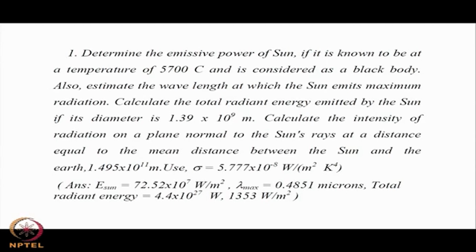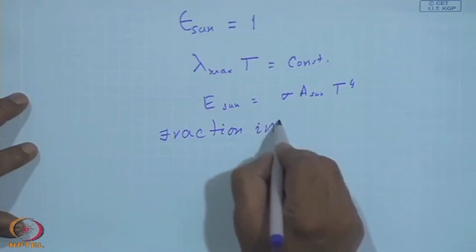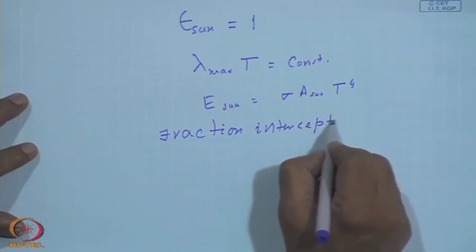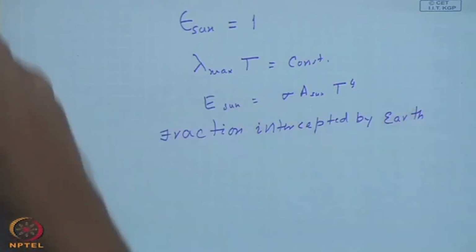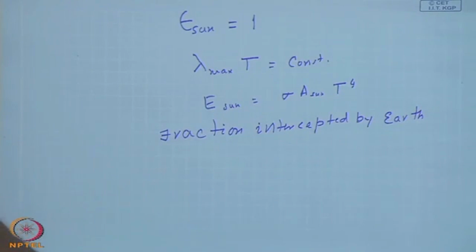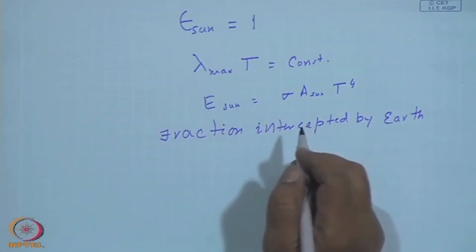So, the answers, if you plug in all the formula we have already given, E sun is 72.52 into 10 to the power 7 watts per meter square, and one more piece of information, the fraction of the energy intercepted by the earth, can you guess how large or how small?